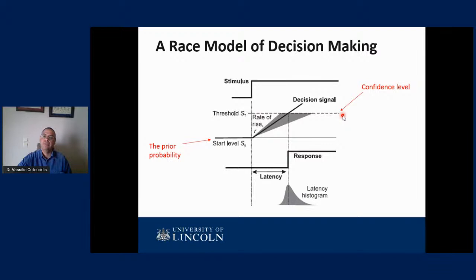And then this linear rising process, it can be said that it's equivalent to the rate of evidence accumulation. So sometimes when you generate such a response, the rate of rise or the rate of evidence accumulation can be extremely fast. That means that the time it takes you to cross the threshold is very small, or it can be very, very long, very late, meaning it takes a very long time to generate the response.